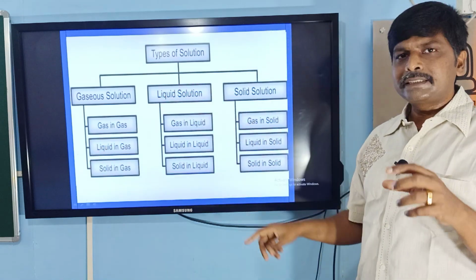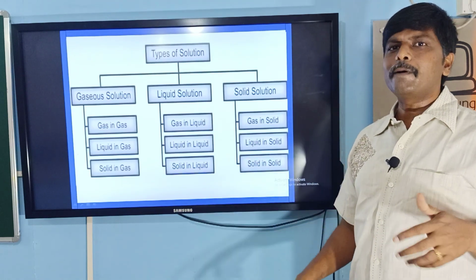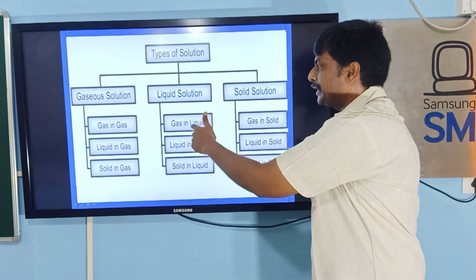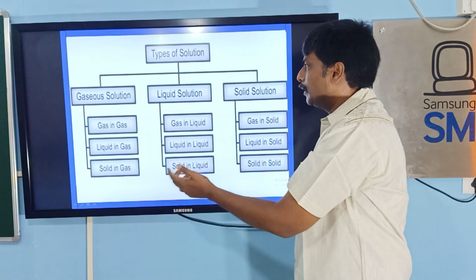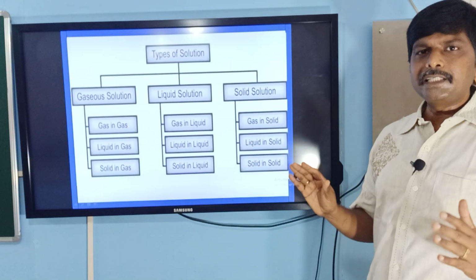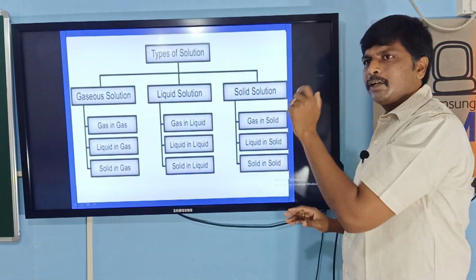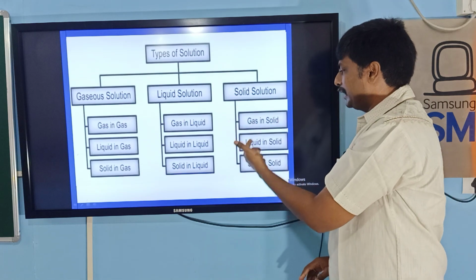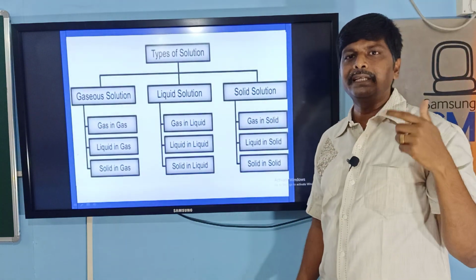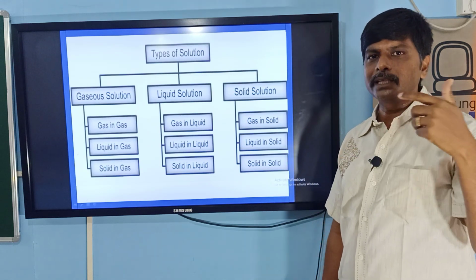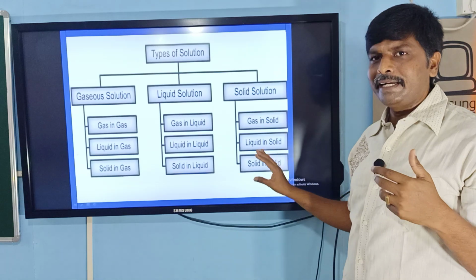Liquid solutions means solvent is liquid. What about solute? Solute may be gas, solute may be liquid, solute may be solid. Third category, in solid solutions, solvent is solid and solute may be gas, liquid or solid. So based on the physical state of solute and solvent, entire solutions are classified into 9 types.